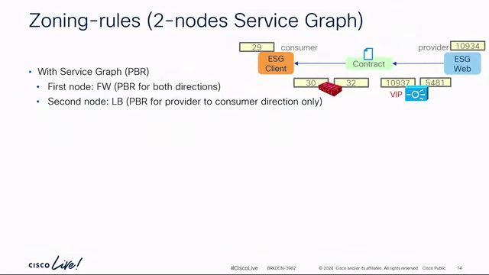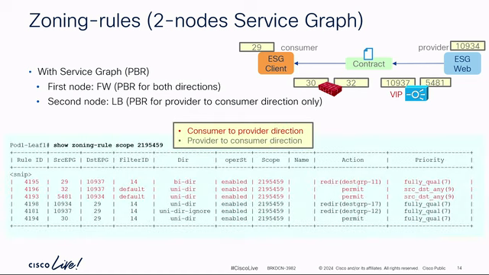Let me go back to zoning rule. So let's take a look at an advanced use case, a two-node service graph. The first node is a firewall. PBR is enabled for both directions. The second node is a load balancer, where we enable PBR for return traffic only. Then the zoning rule will be like this. Let's take a look step by step.